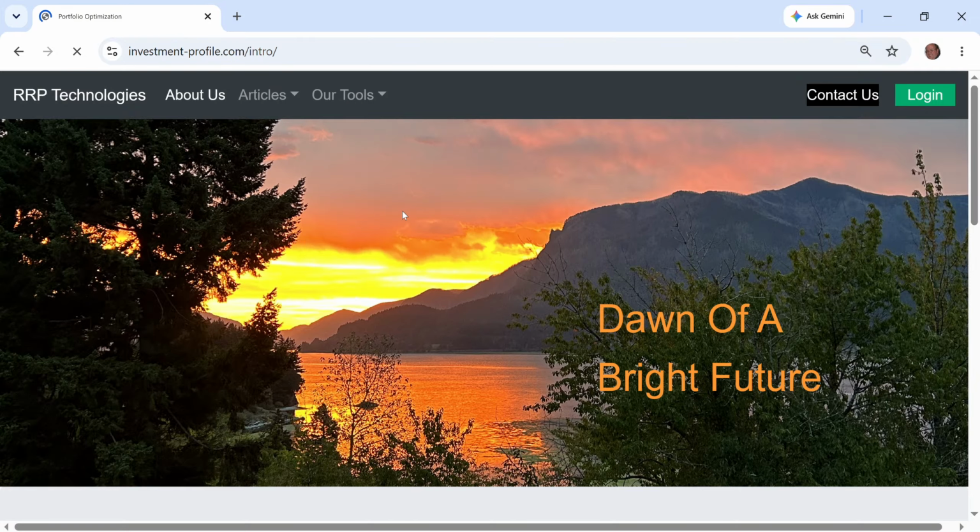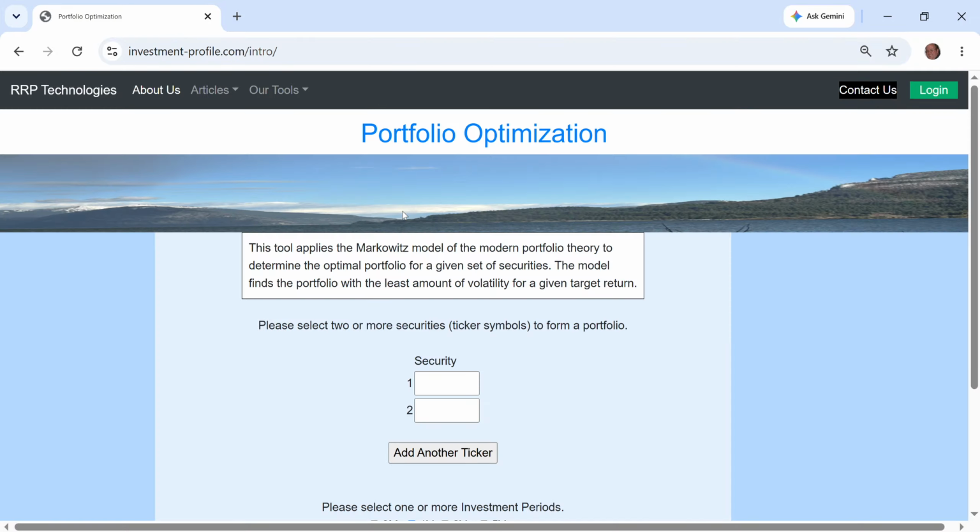This video is a follow-on to my first video about portfolio optimization. I'll be sure to leave a link to that video in the comments so that you can watch that one if you'd like. Some of the items that I discuss in that video will not be discussed here, so I do recommend that you watch that if you have a chance.